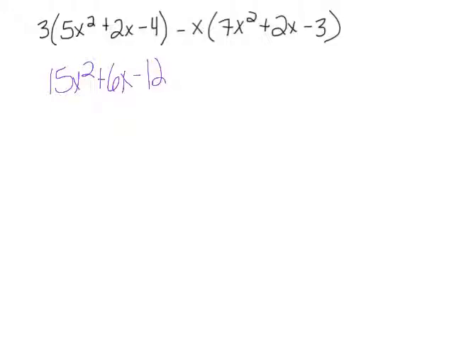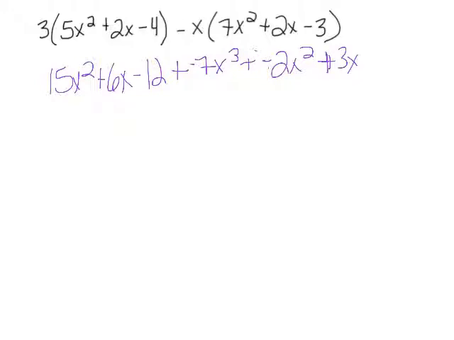And then I'm actually going to distribute the whole negative x. So that way I'm cutting out that step of then having to distribute the negative. So I can just distribute the whole negative x. And I'm going to get negative 7x to the third plus 2x, or negative 2x squared, minus, or plus 3x.